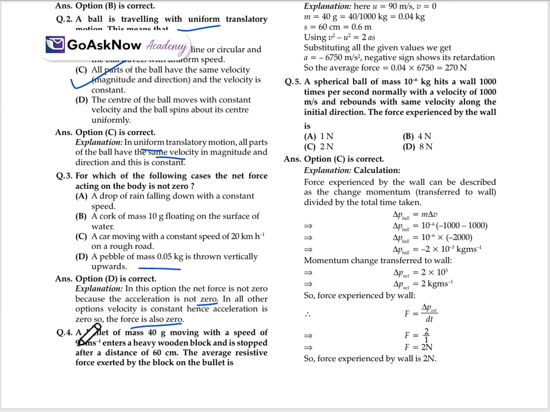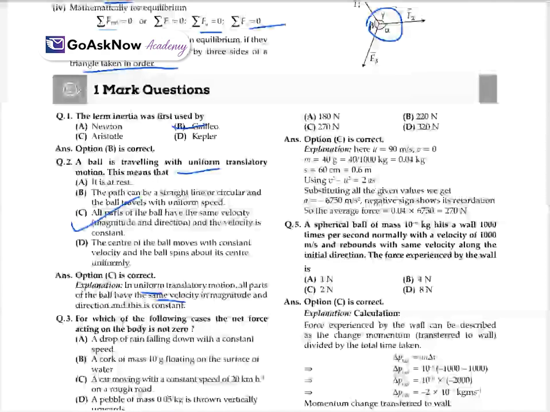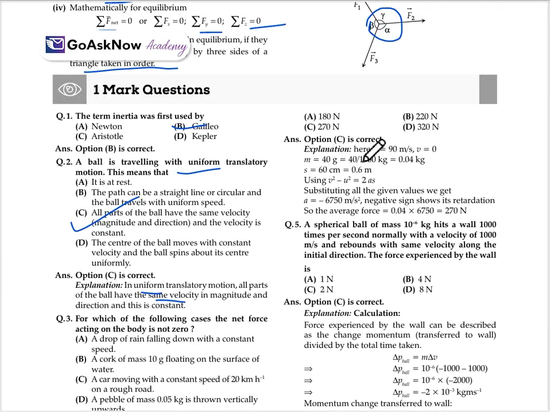Now, one numerical based question: a bullet of mass 40 gram moving with a speed of 90 meter per second enters a heavy wooden block and is stopped after a distance of 60 centimeter. The average resistive force exerted on the bullet is? Firstly, we have initial velocity 90 meter per second and final velocity 0. Mass is also given, we will convert it into kg, and distance s is 60 centimeter, we will convert it into meter.